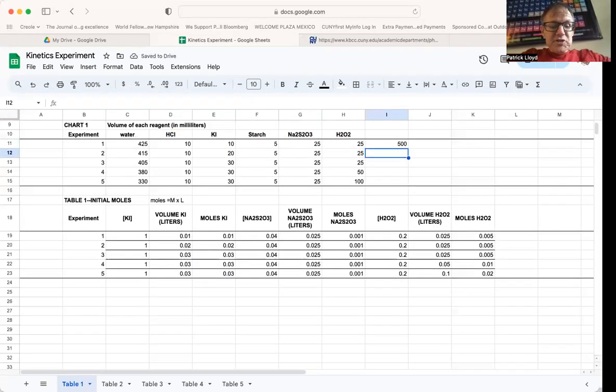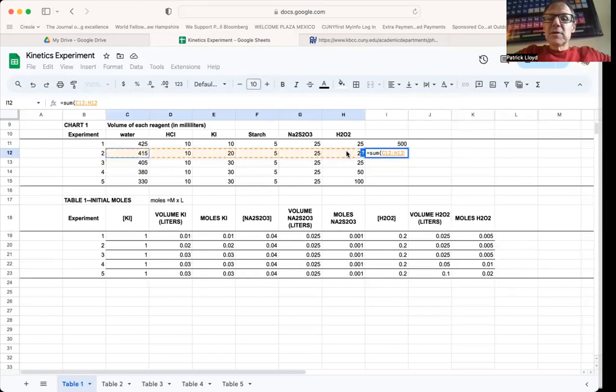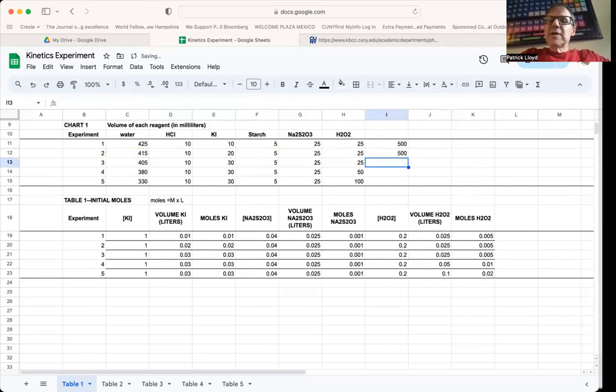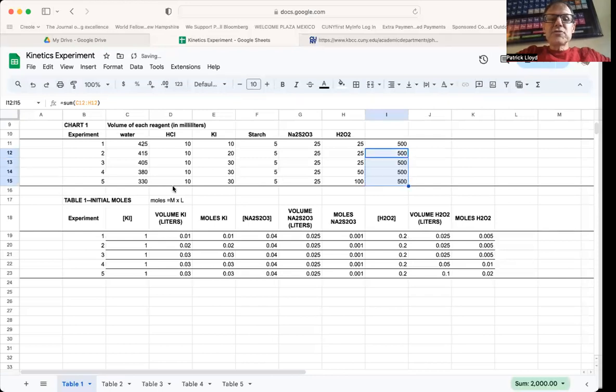If you try it for the second experiment, okay, see what I did? Equal sign sum for adding them all up, and then I just clicked on all the cells and put that in parentheses. You also get 500. Now, you don't have to do it each time. You can just go down and it'll automatically know to do each row. Okay, 500 milliliters was the total volume.